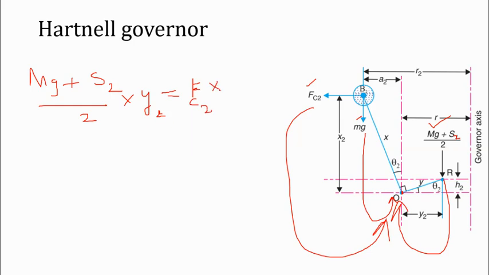Moment about the point O is equal to Fc2 into x2 plus small mg into a2.